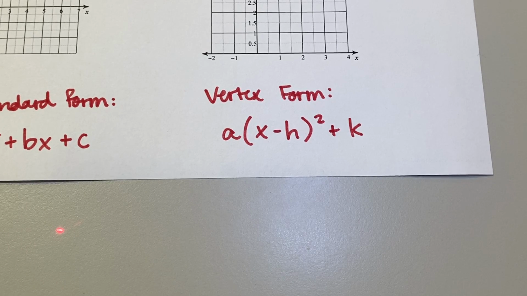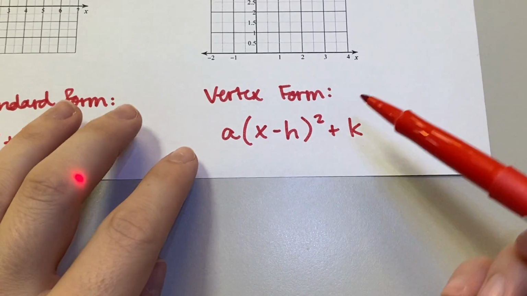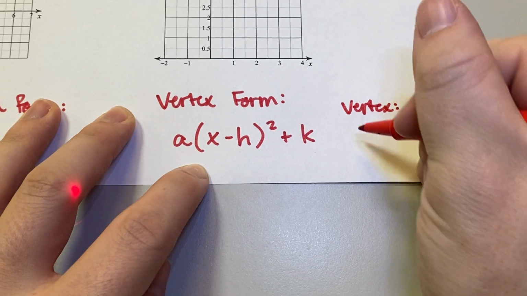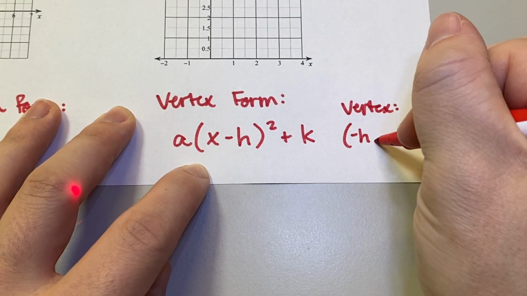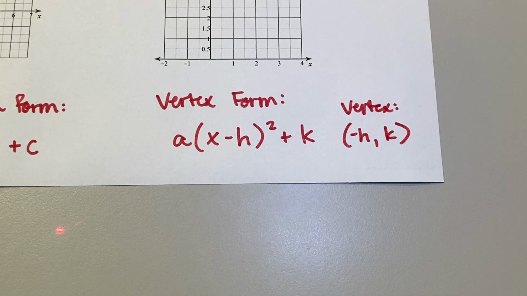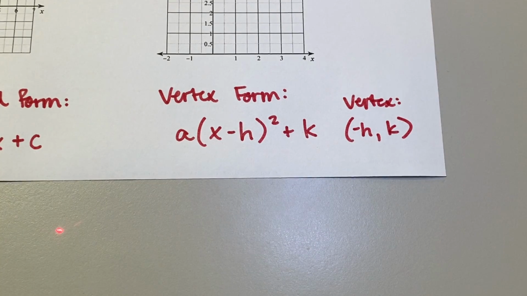Do you guys remember which one was easier to graph last year, standard or vertex form? I think it was vertex. Vertex form, because vertex form actually tells us our vertex. Remember in vertex form that our vertex is h, k. And we'll talk about that more in a second. If you're like, what in the world is she talking about? It'll make a lot more sense in just a minute.